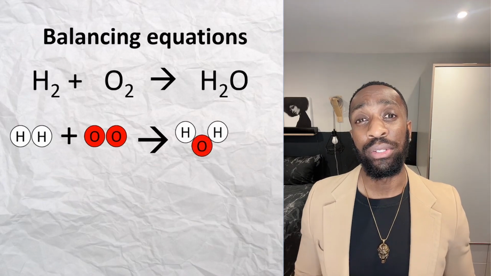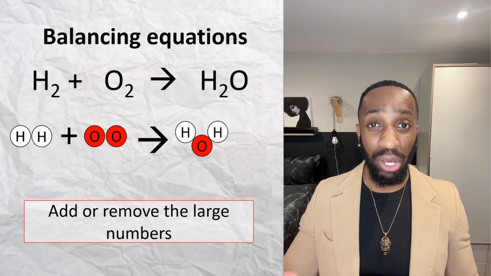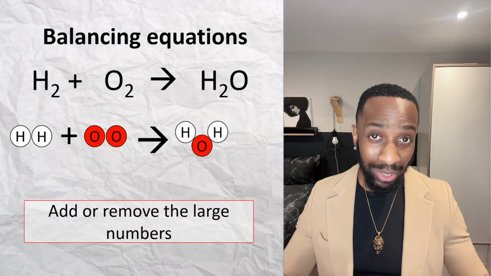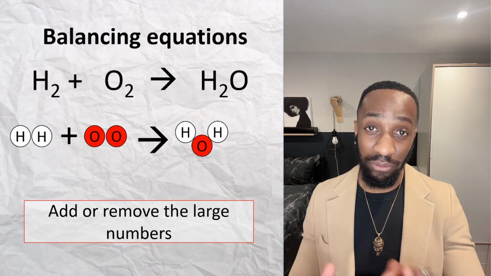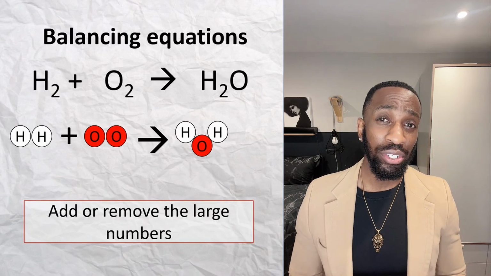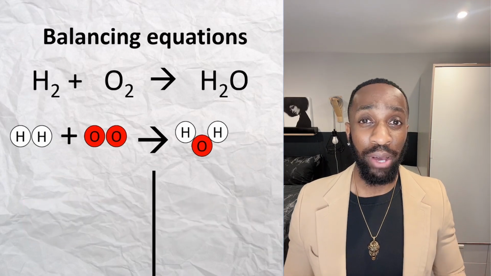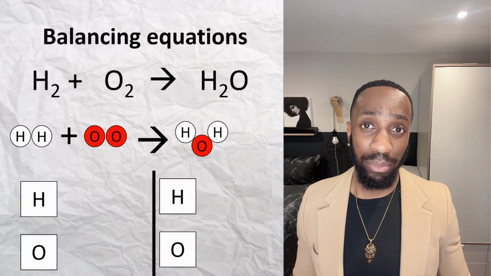And in order to balance equations, we need to either add or remove big numbers in front of the molecules. We don't change the small numbers. We're only adding or removing big numbers in front of the molecule. First thing you should do whenever you're balancing equations is to draw a line underneath where your arrow is. And on both sides, we're going to tally up the number of each element that we have.